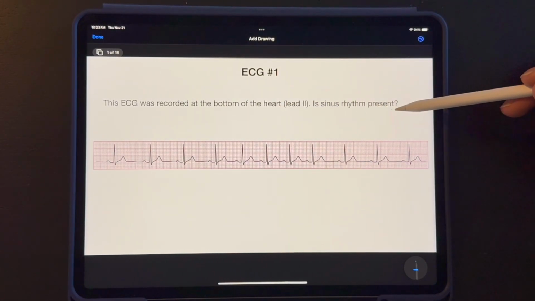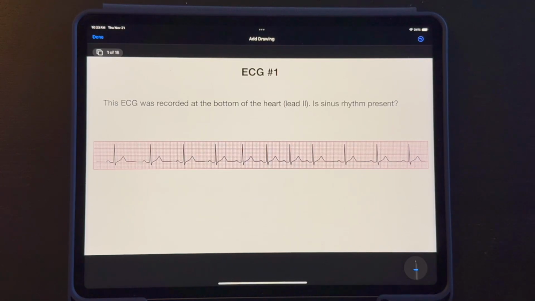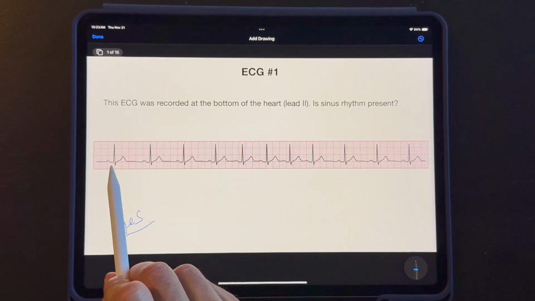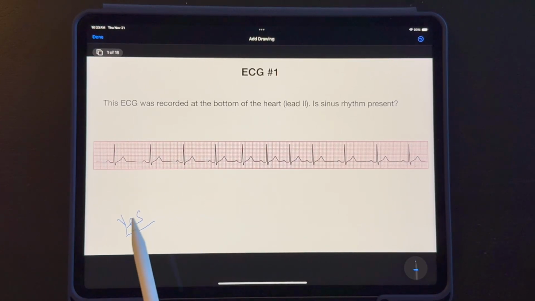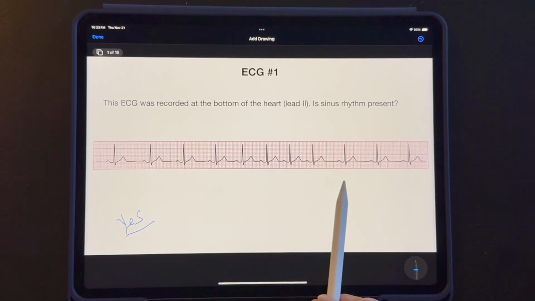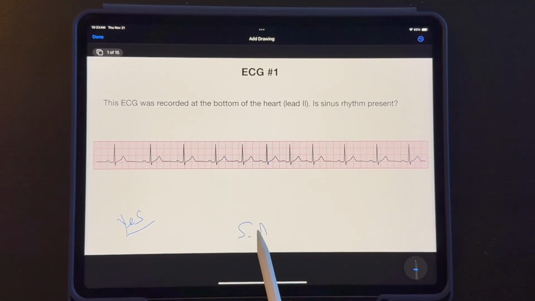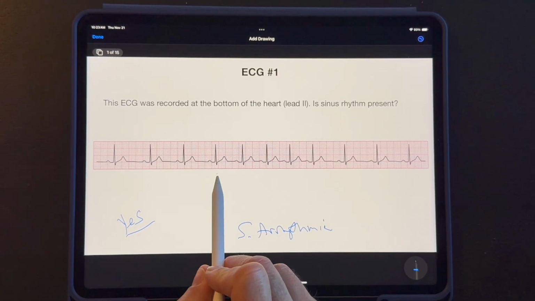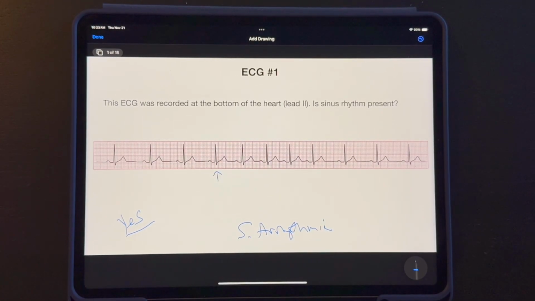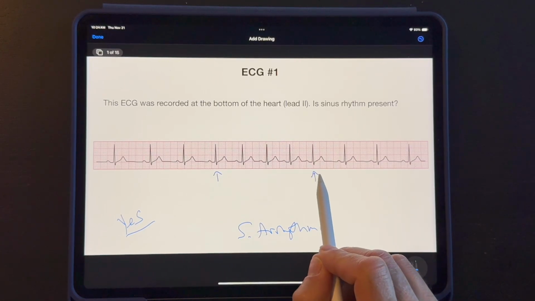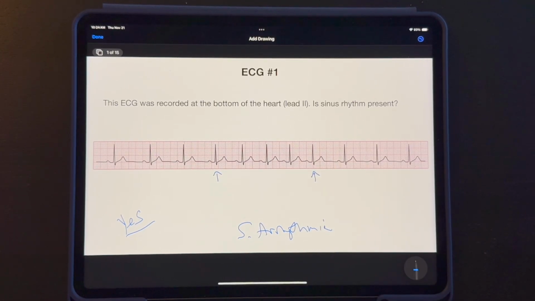Lead 2. Is sinus rhythm present? Yes, sinus rhythm is present because the P waves are positive or upright, but there is slight irregularity in the sinus rate. This is called sinus arrhythmia and is normal. This is where the heart rate increases during inspiration, and this is where the heart rate slows during expiration.